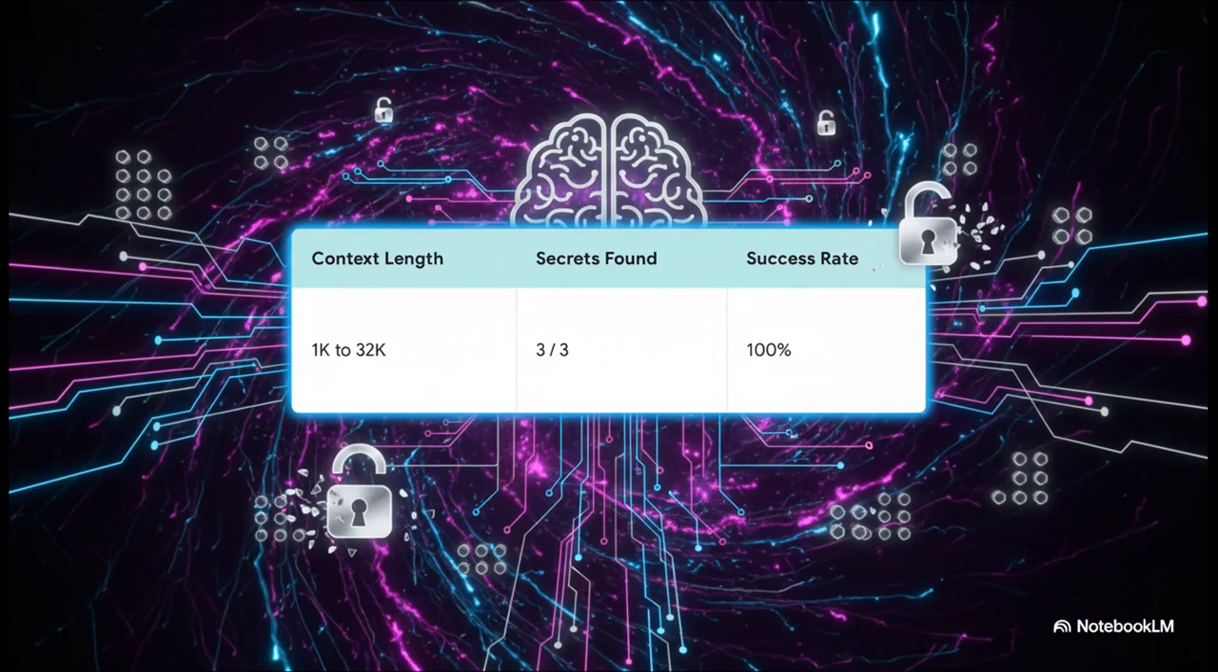And the results of this asymmetric pivot? Absolute, resounding victory. Across the board, from 1,000 all the way up to a massive 32,000 tokens of context, the AI perfectly recalled every single hidden secret. 3 out of 3 found, a 100% success rate. The intelligence and logic were totally restored, but the memory footprint stayed incredibly small.